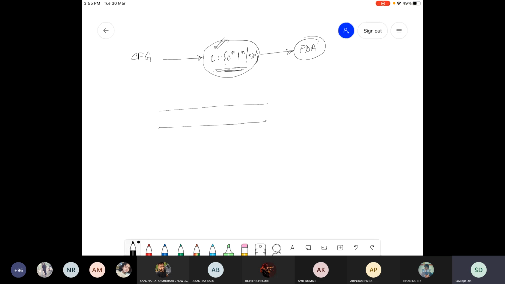Essentially, a pushdown automata is nothing but a finite automata. It's a finite control program. A finite automata means a finite control with an input string. This is the input string. A finite control with the input string, as well as a stack.